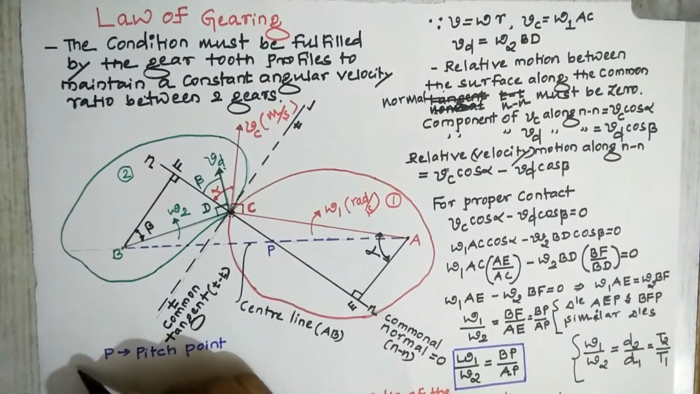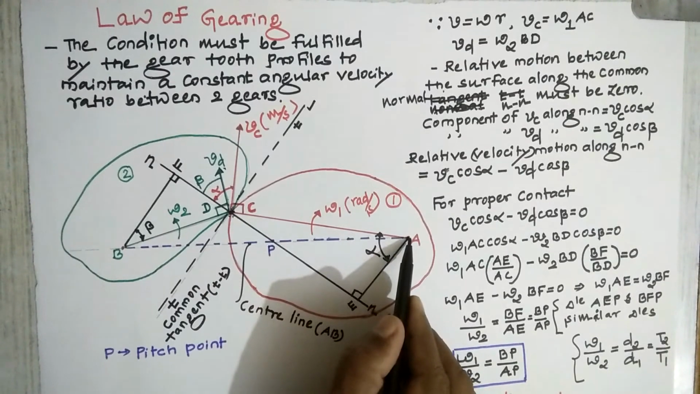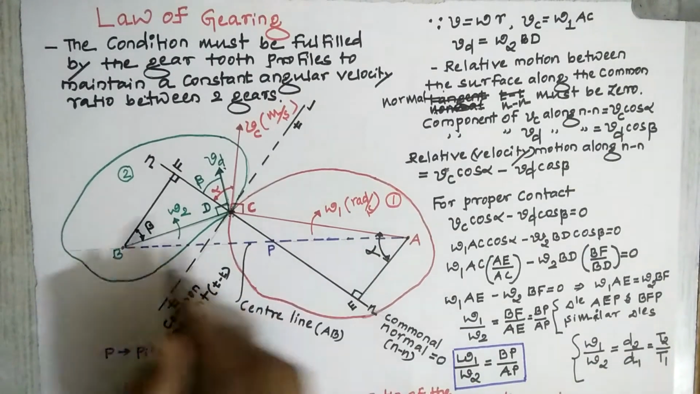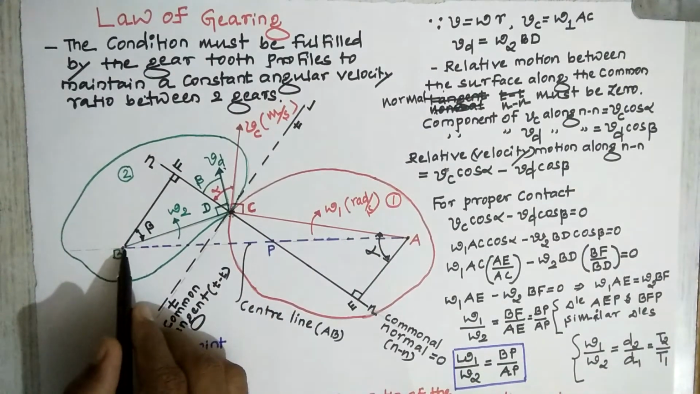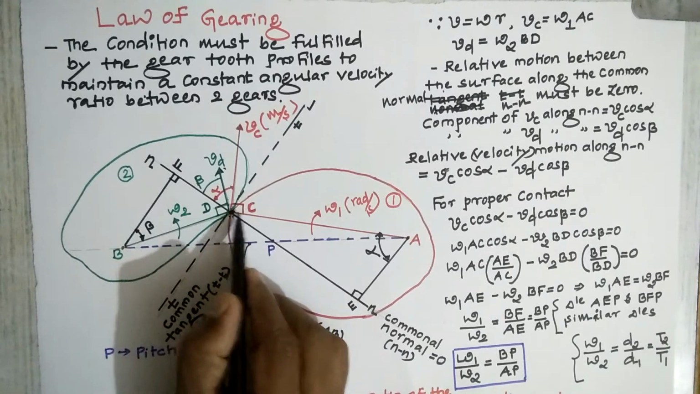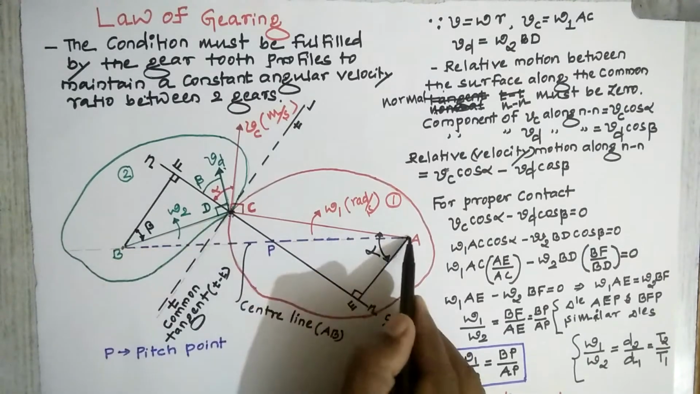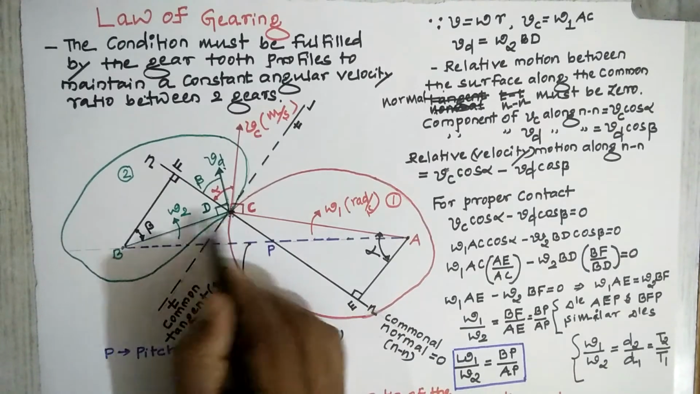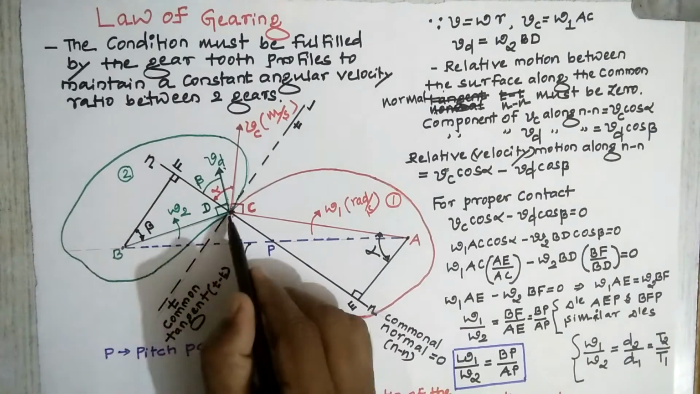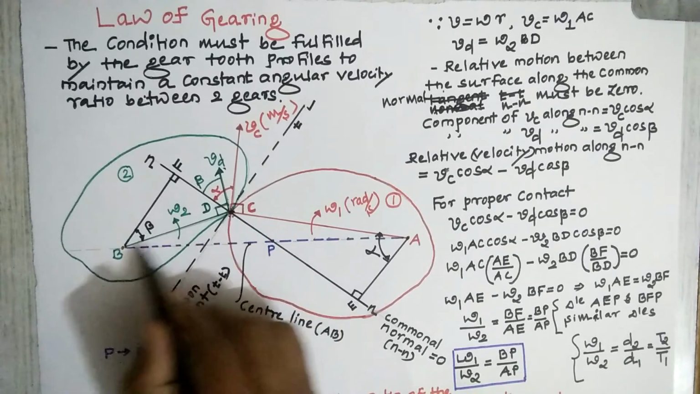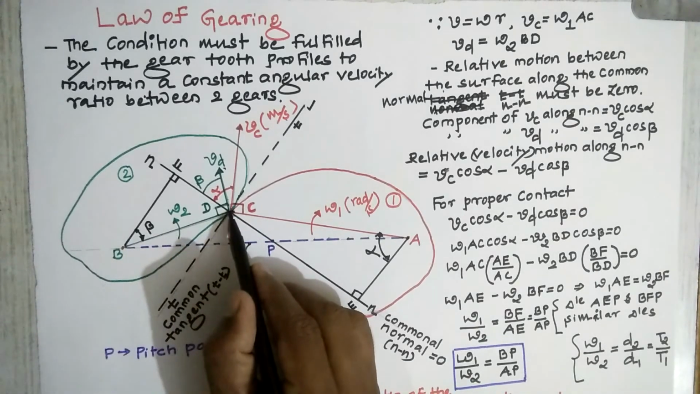Then from the centers of the two bodies, this center A and this other center B, where they make contact you draw the line, that is AC. In the same way, from the center to where it makes contact, you draw the line BD.